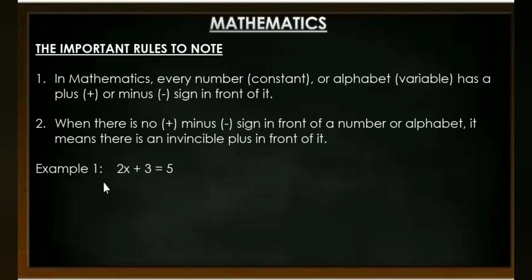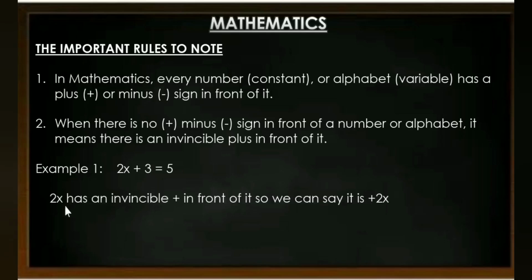Take for example, in this equation, 2x plus 3 equals to 5. 2x has an invisible plus in front of it, so we can say it is plus 2x. As you can see, there is no sign in front of 2x. However, the rule 2 has already made us to understand that when a number does not have a sign in front of it, there is an invisible plus in front of it.